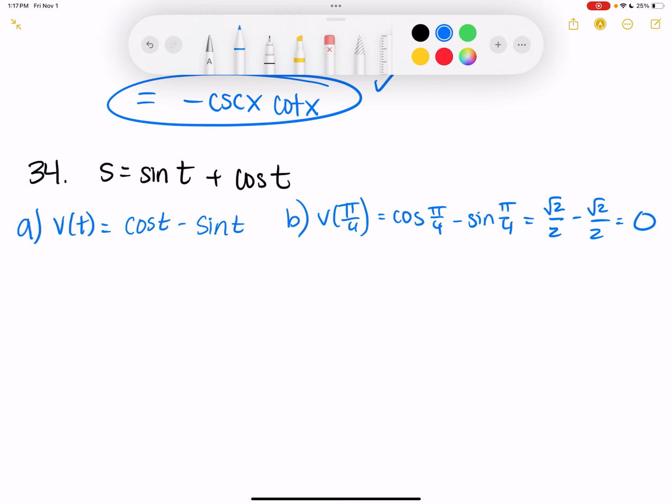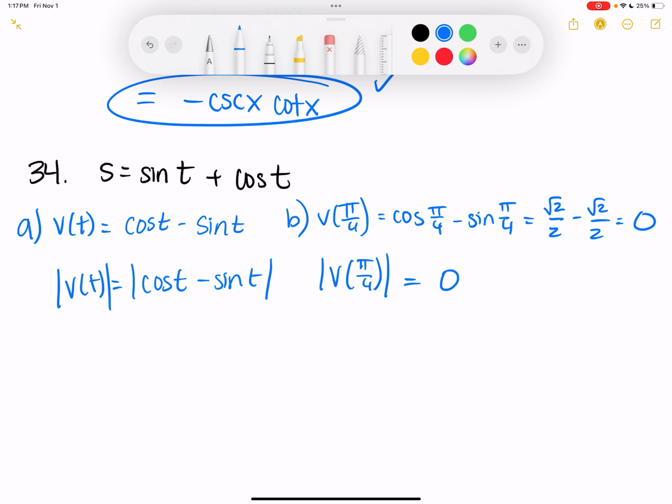Sounds like me after a race. All right, speed. So I just put what I have in absolute values. The absolute value of the velocity at pi over 4 is the absolute value of 0, which is just 0.